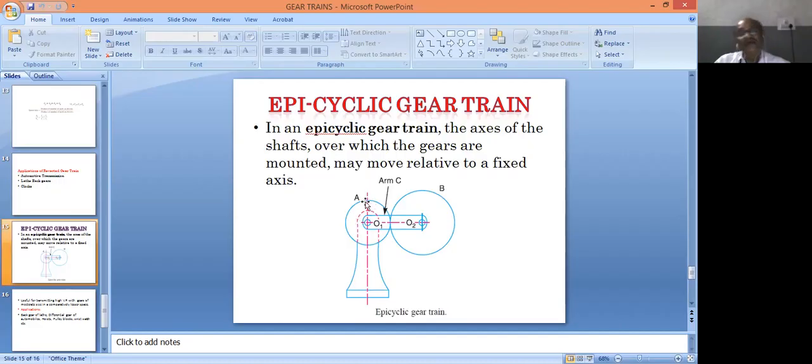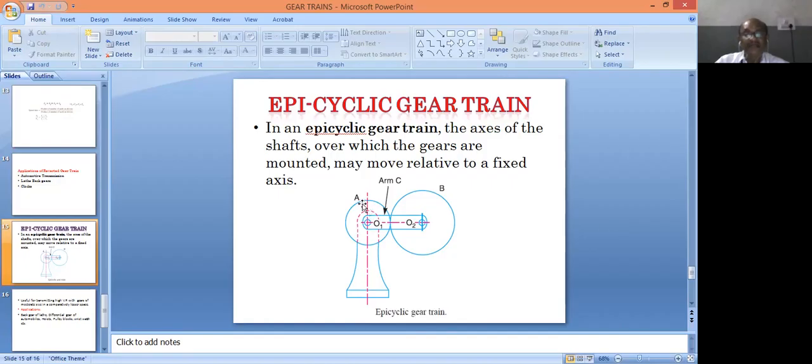Here, the definition is that the axes of the shafts over which the gears are mounted may move relative to a fixed axis. We have covered three types of gear train, in which the shafts don't move relative to each other, but in an epicyclic gear train, the axes of the shafts over which the gears are mounted may move relative to a fixed axis. So this type of gear train is called the epicyclic gear train. Now, if the arm is fixed and gear A is driven, gear A drives gear B, or gear B may drive gear A. So it is called a simple gear train.